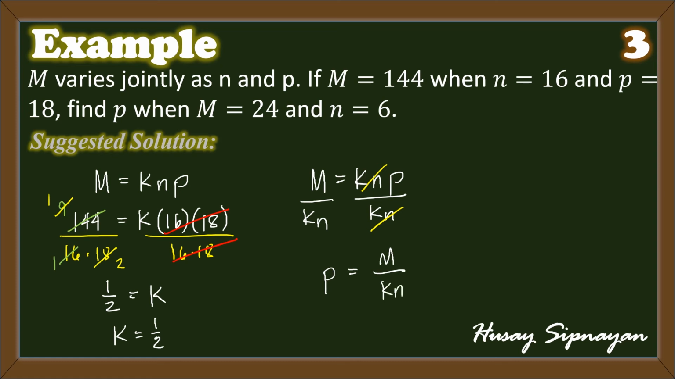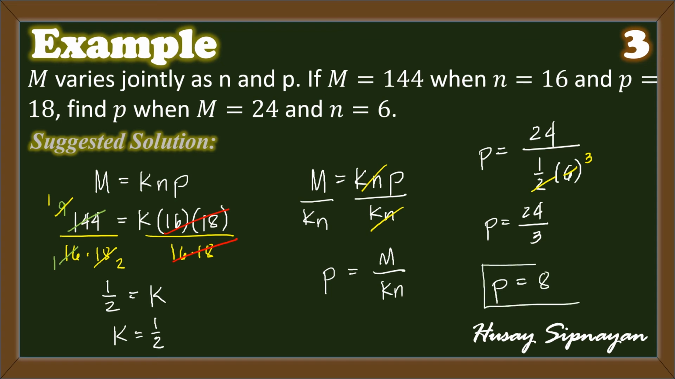I-substitute natin ang mga values para ma-solve natin ang value ng P. P is equal to, ang M ay 24, ang K ay 1/2, at ang N ay 6. Sa denominator, ma-simplify natin ang 1/2 times 6, ito ay 3. Kaya meron na lamang tayong P is equal to 24 over 3. At i-divide natin ito. 24 divided by 3 is equal to 8. Therefore, ang ating final answer, P is equal to 8.